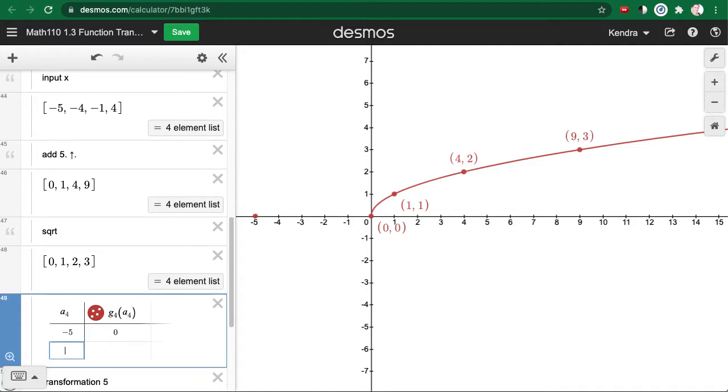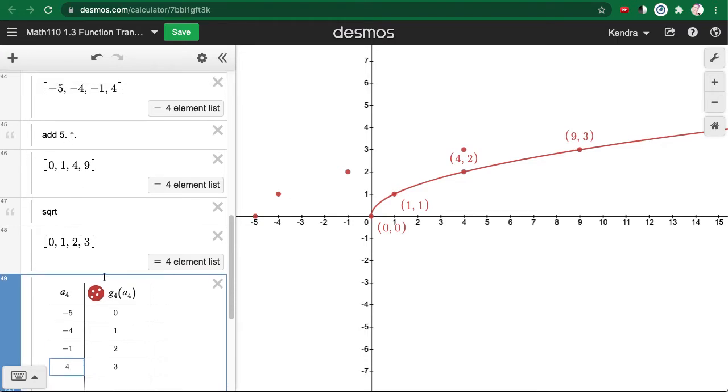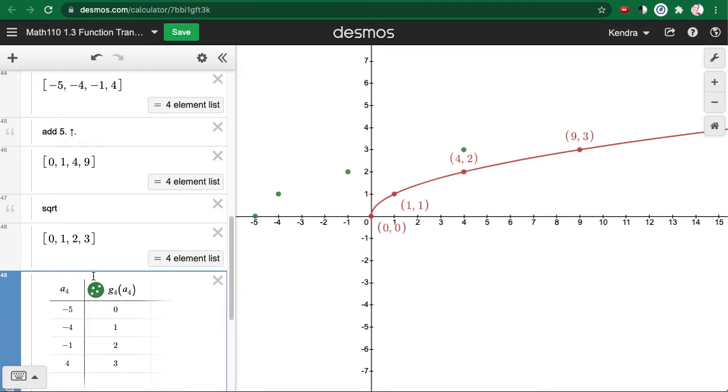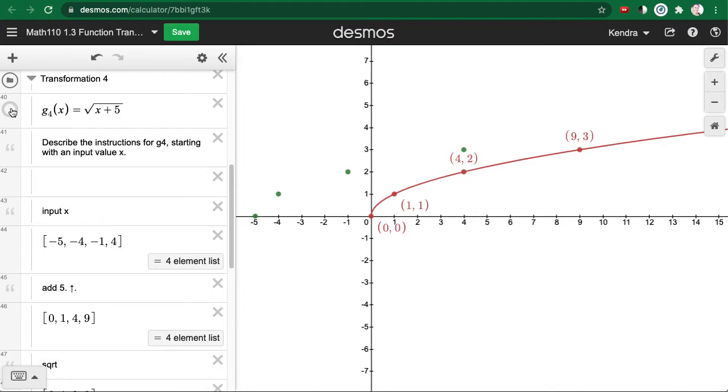-5, -4, -1, and 4. Okay? So that says with these input values, I get those output values. So tracking those points through the function also gets me the same outputs. And if I fill in my graph, then it does follow those 4 key points.